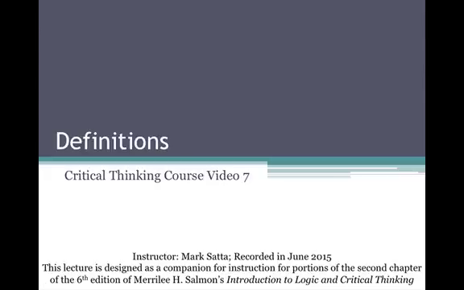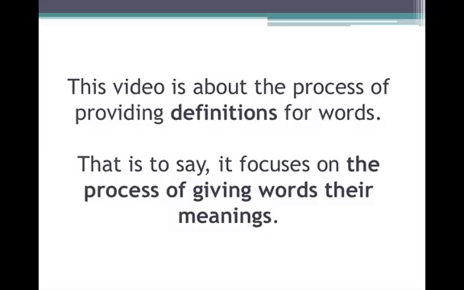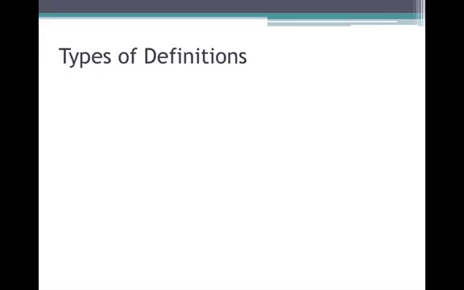This final video covering the content from Chapter 2 is going to focus on definitions. That is to say, it's going to focus on the process of giving words their meanings. We're going to look at lots of different types of definitions.